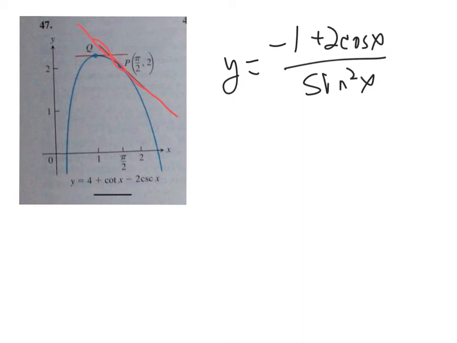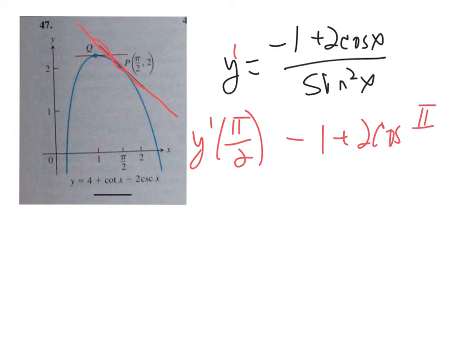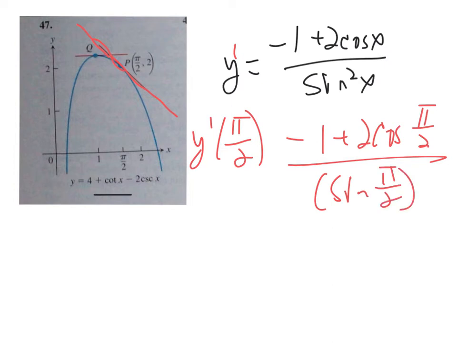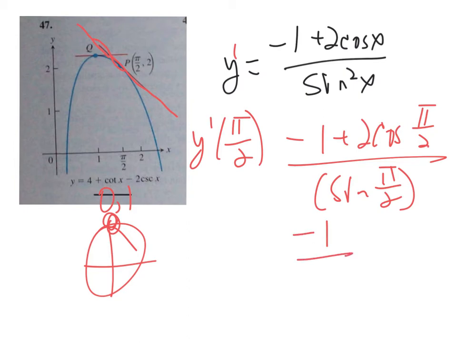We have a point, we know the x value. Let's find, this is y prime. I didn't write that, but that's y prime. So let's find the slope. Let's find y prime of pi over 2. So negative 1 plus 2 times the cosine of pi over 2 all over the sine of pi over 2 squared. Well, remember the unit circle, that coordinate is 0, 1. What's the cosine of pi over 2? 0, so that just becomes negative 1 over. What's the sine of pi over 2? 1, and we're going to square it. We get 1. What's the slope? Negative 1. I could be convinced that's the slope of negative 1.